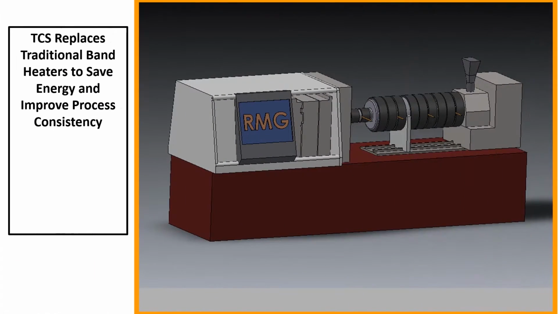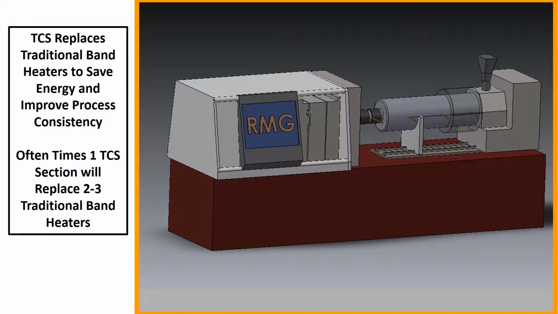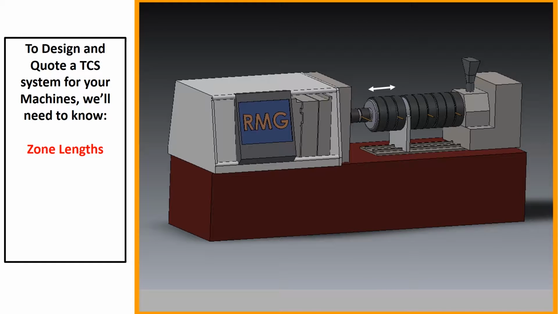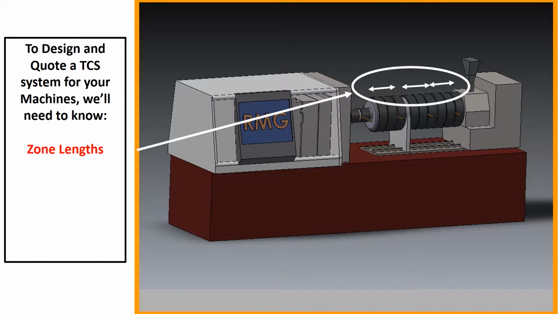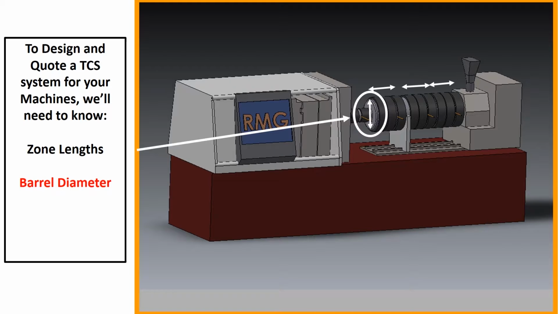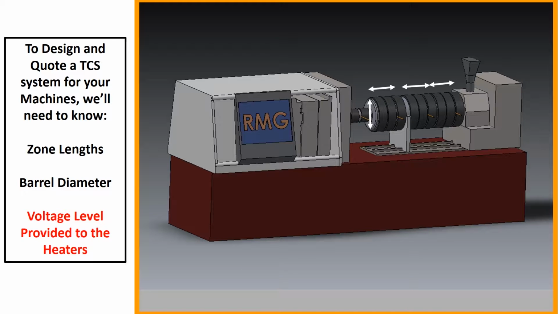TCS replaces traditional band heaters to save energy and improve process consistency. Oftentimes, one TCS section will replace 2 or 3 traditional band heaters. So a primary intent of this form is to help us best determine the proper size of TCS for your machine. To design a system, we'll need to know the zone lengths, as well as the barrel diameter and the voltage supplied to the current heaters.